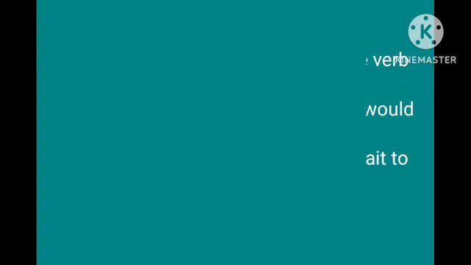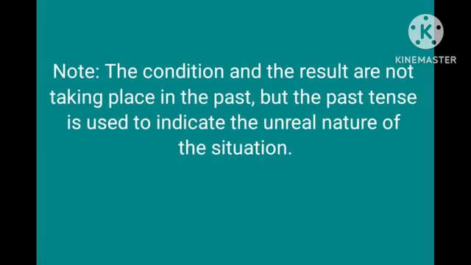So the condition and the result are not taking place in the past, but the past tense is used to indicate the unreal nature of the situation. Unreal, that means not real. Imaginary. When we're talking about conditional sentence type 2, the condition and the results are not taking place in the past, but the past tense is used. This is to show or indicate the unreal nature of the situation. Unreal, not real.